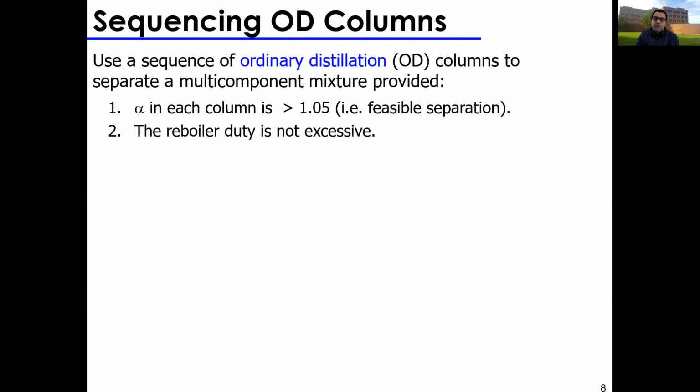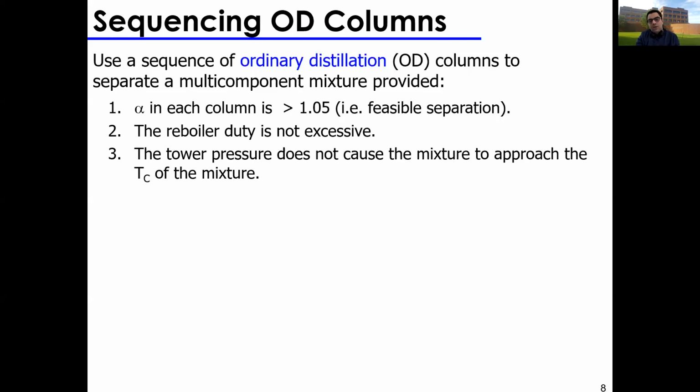Your reboiler duty should not be excessive, right? So again, you should not be operating at extreme conditions. You should not be operating at conditions that require you to input significant amounts of heat for this process to work. The tower pressure should not cause the mixture to approach the critical temperature of the mixture. And again, similarly, you want to avoid operating at extreme conditions. You want to avoid operating at critical conditions.